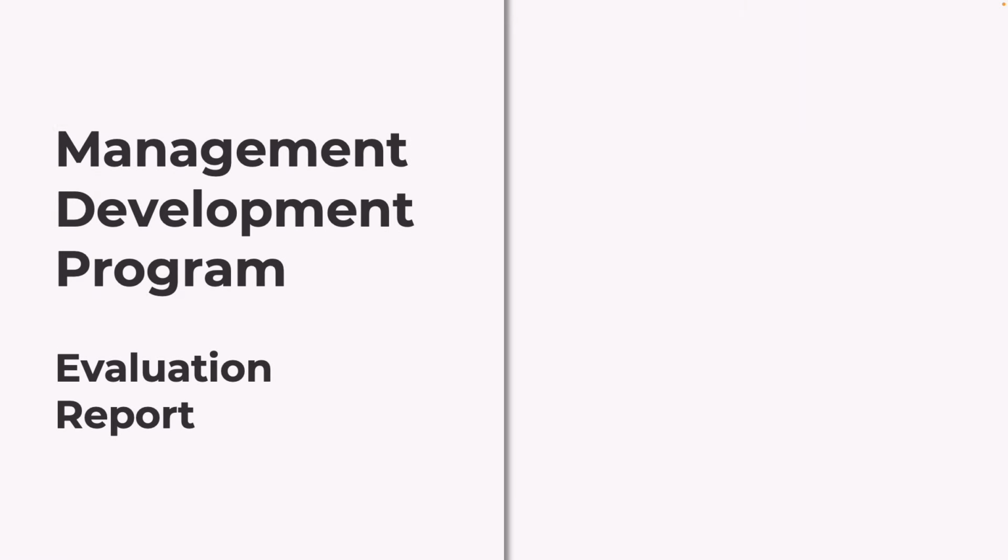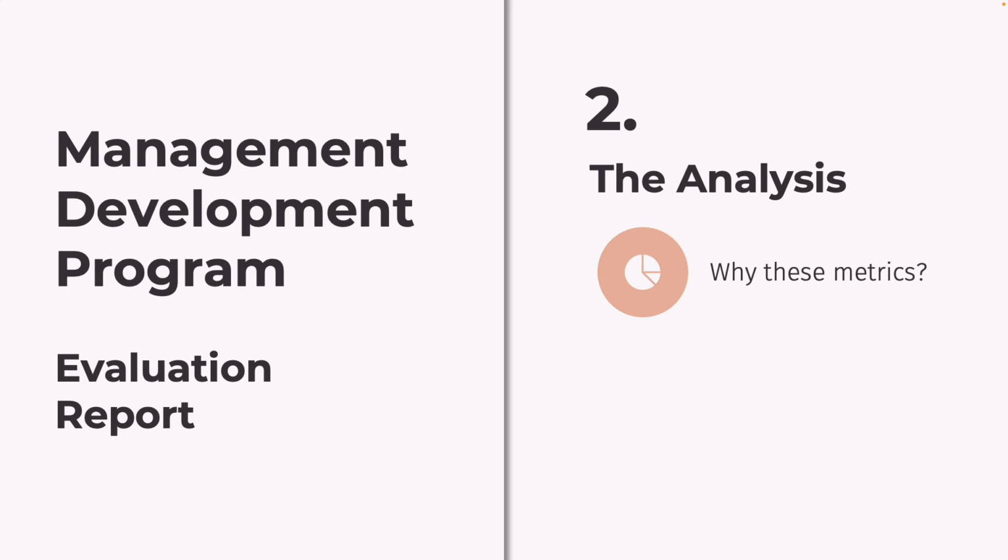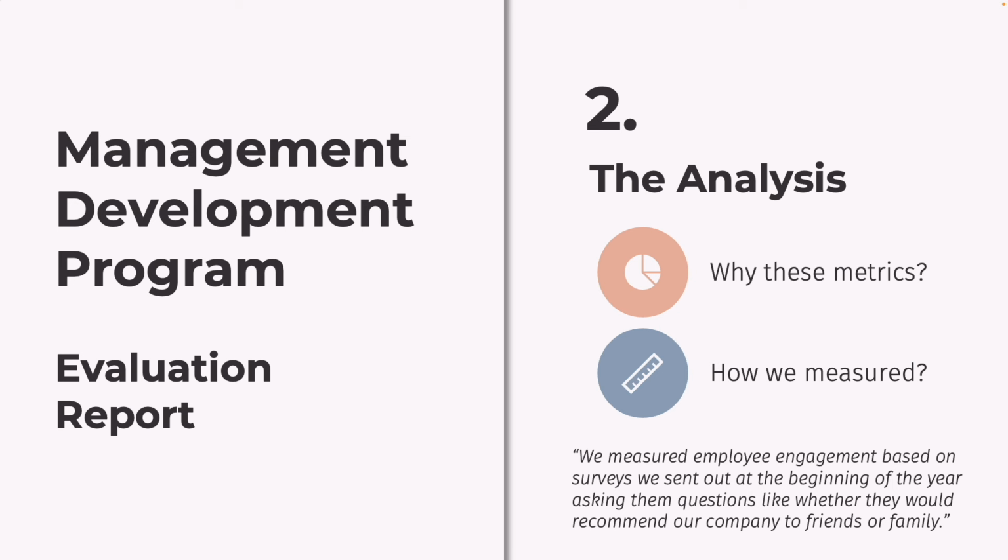Next, explain your analysis. You need to explain why certain metrics were chosen and how these metrics were measured. For example, we measured employee engagement based on surveys we sent out at the beginning of the year, asking them questions like whether they would recommend our company to friends or family. This will help other stakeholders understand why some numbers might be higher or lower than expected without having to rely solely on raw numbers alone to tell the whole story.